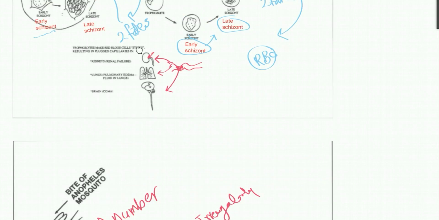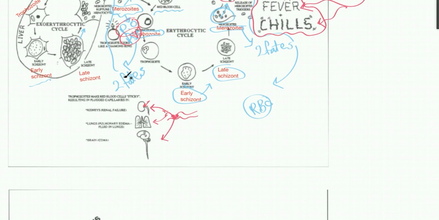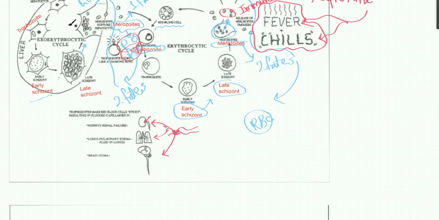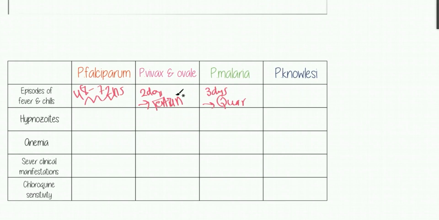Hypnozoite, as we described here, occurs in Plasmodium ovale and Plasmodium vivax. Here is vivax. It has two fates. The first fate is that it regularly goes to the circulation. The second fate, which is the most special for ovale and vivax, is that it goes to the liver and infects another hepatocyte and produces this cycle again in the liver. So this means that Plasmodium ovale and vivax have hypnozoites.